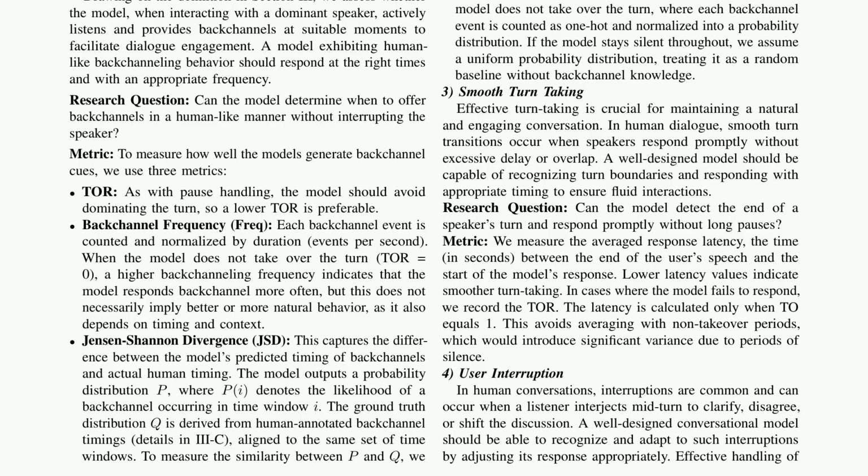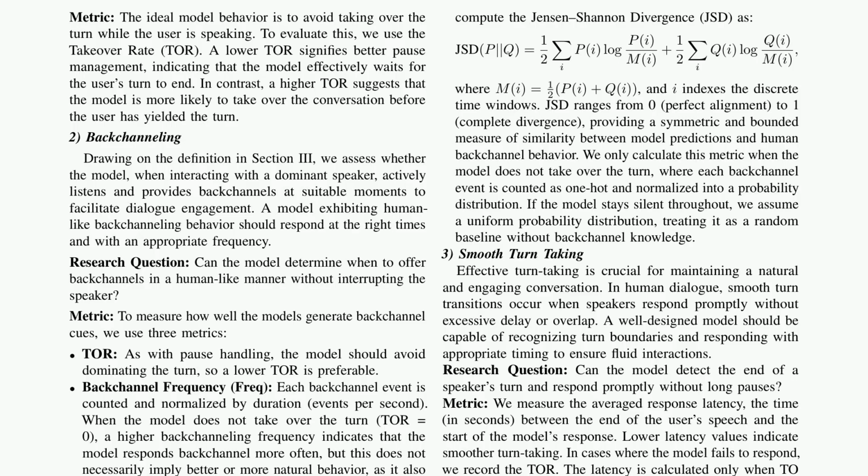To measure the similarity between P and Q, we compute the Jensen-Shannon divergence, JSD, as JSD of P and Q equals 1/2 sum over i P of i log P of i over M of i, plus 1/2 sum over i Q of i log Q of i over M of i, where M of i equals half P of i plus Q of i, and i indexes the discrete time windows. JSD ranges from 0, perfect alignment, to 1, complete divergence, providing a symmetric and bounded measure of similarity between model predictions and human backchannel behavior.